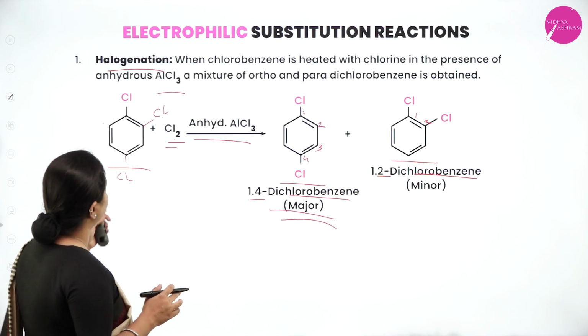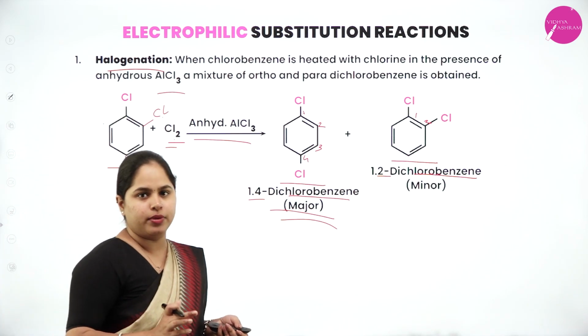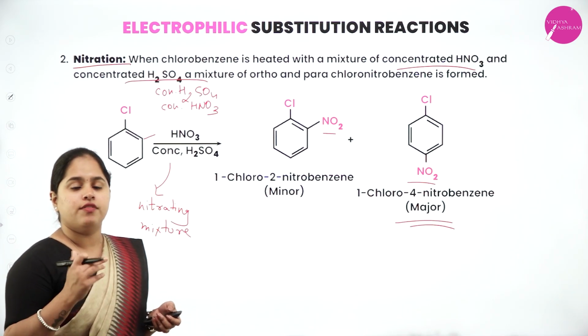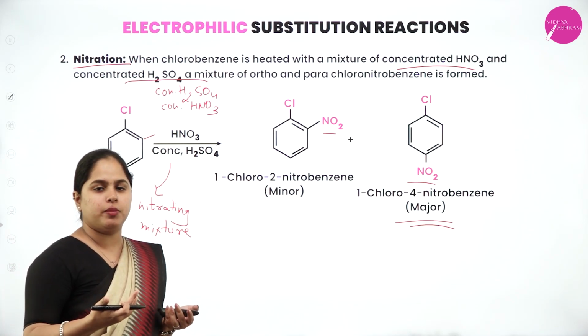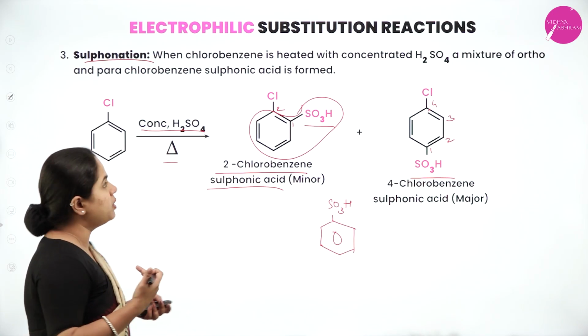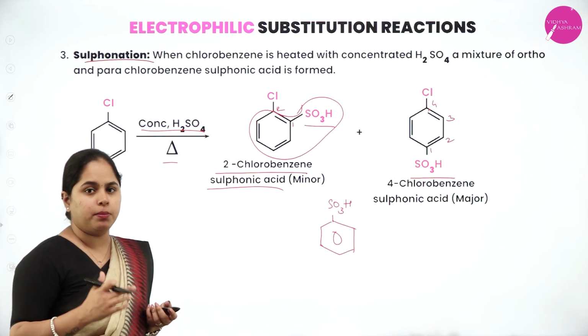So I hope it is clear. In case of halogenation, we are going to add the halogen in presence of anhydrous aluminum chloride. In case of nitration, we are going to add concentrated nitric acid and sulfuric acid, in which the nitro group will be substituted in the ortho and para position. The next one is sulfonation, wherein it will be substituted in the ortho and para position.